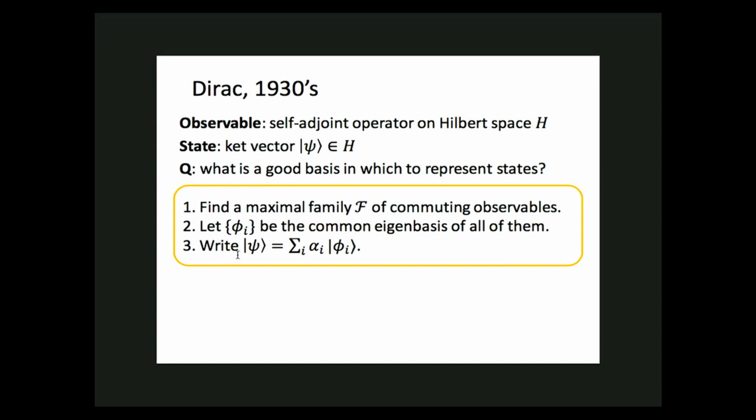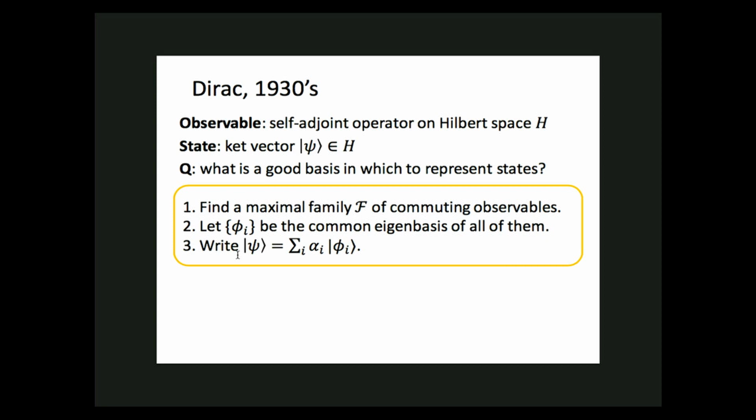Since this is a maximal family, it has a unique eigenbasis, call this phi sub I. So you get some eigenvectors out of this, and then use this as your basis. If you have some other state psi, just expand it in this eigenbasis, and that's your representation.